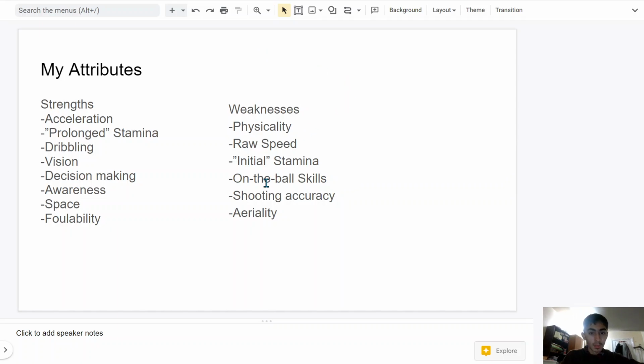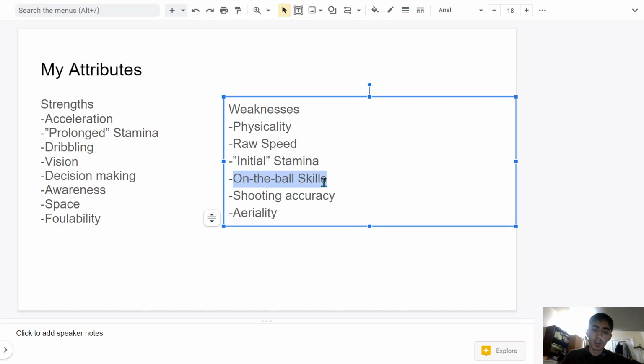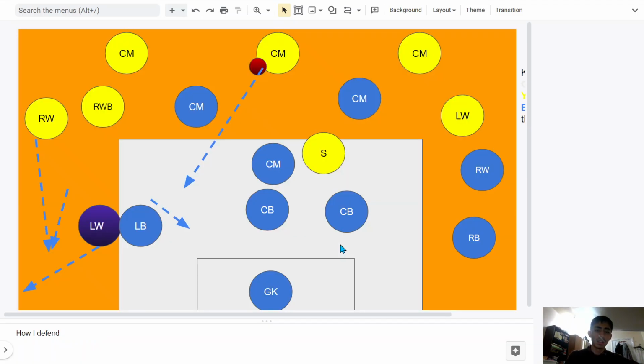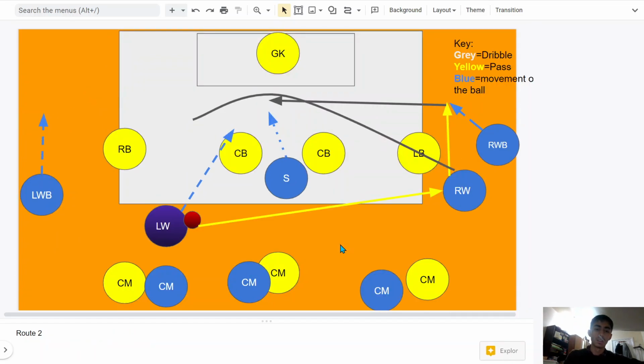One of my weaknesses is on-the-ball skills, so that kind of doesn't help. But the positive of me being less flashy on the ball, in other words, I can't do your Rabonas, and even step overs are very janky for me, is that I'm less focused on skill and more focused on direction.